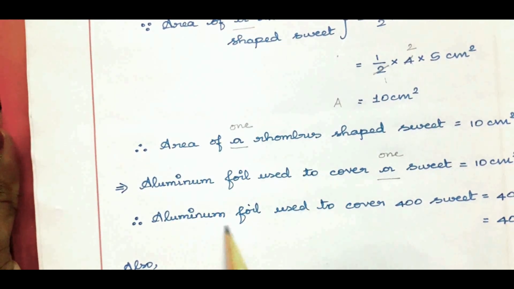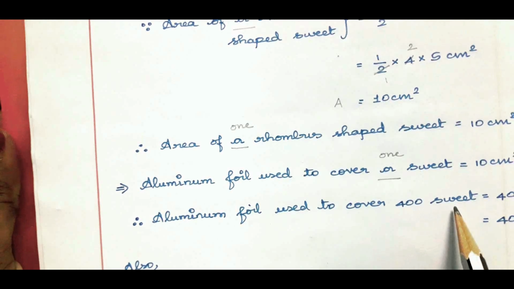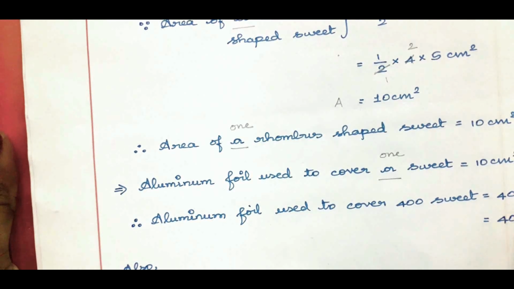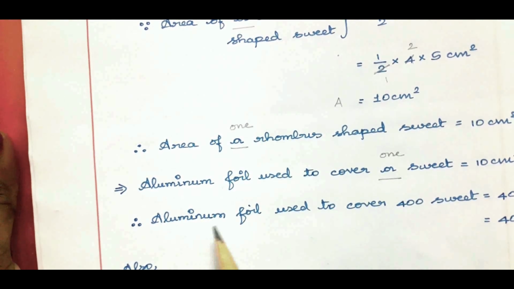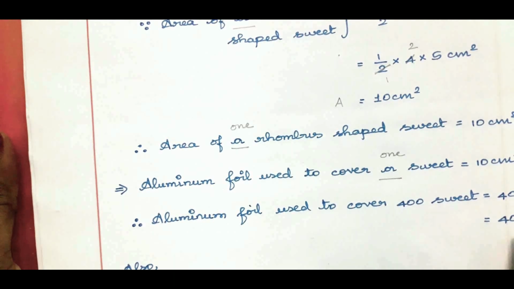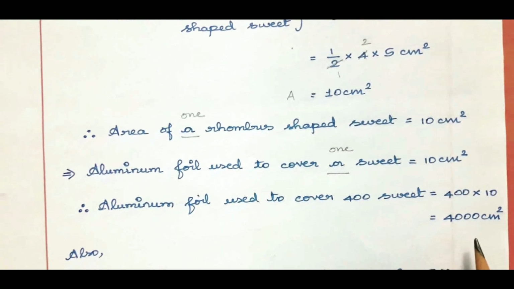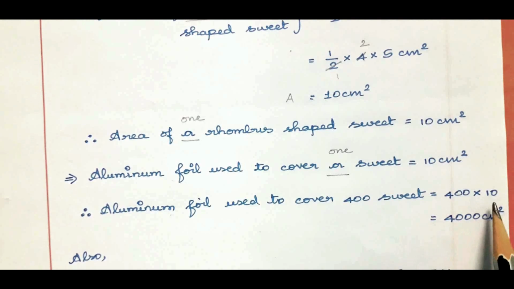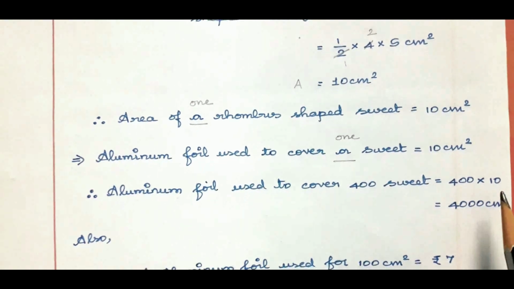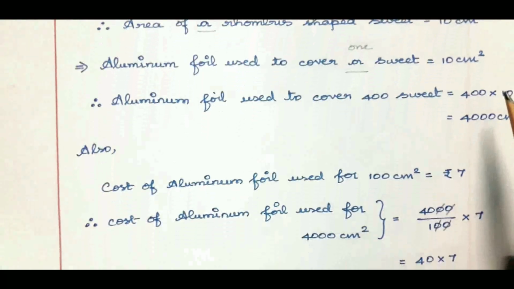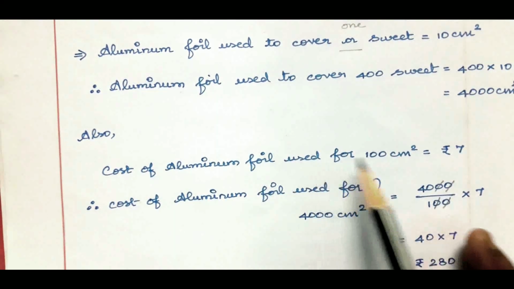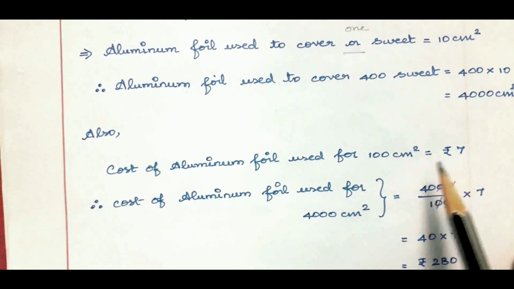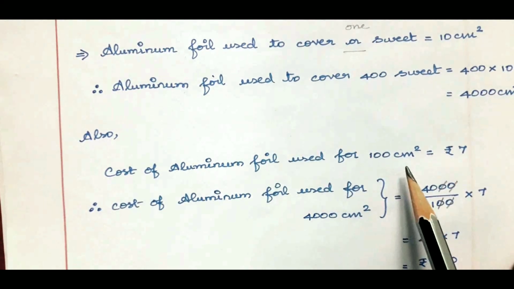Clear? Therefore, aluminum foil used to cover 400 sweets: for one sweet it is 10, so for 400 we have to calculate 400 into 10. Aluminum foil used to cover 400 sweets is equal to 400 into 10, which is nothing but 4000 centimeter square. Also they have given in the question, the cost of aluminum foil used for 100 centimeter square is equal to rupees 7. They have not given for 1 centimeter square, they have given for 100 centimeter square.